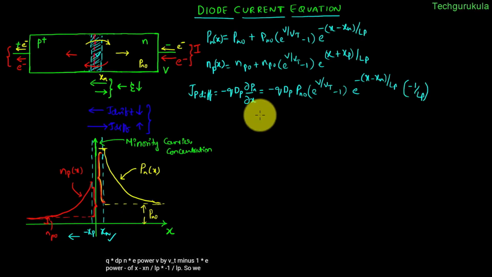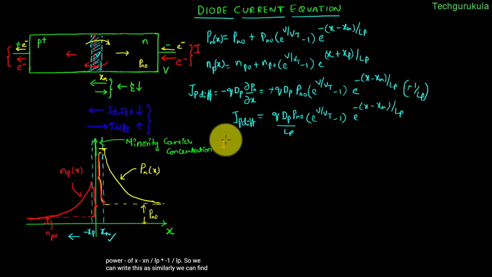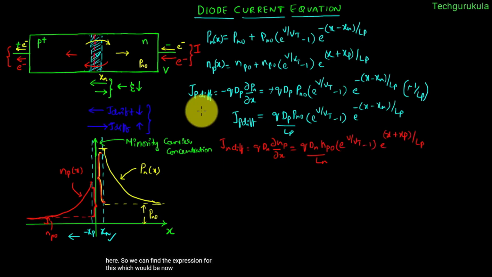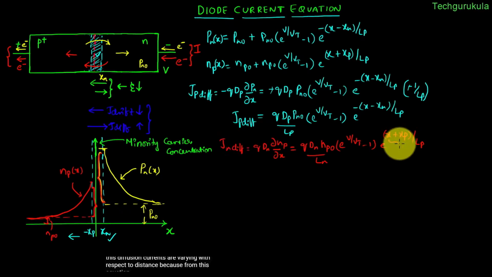Similarly, we can find Jn diffusion, which is given by q Dn del n by del x, where this n is the minority carrier concentration on p side, which we know here. So we can find the expression for this. Now let us plot how these diffusion currents are varying with respect to distance, because from this equation it shows that they are actually changing with respect to distance.